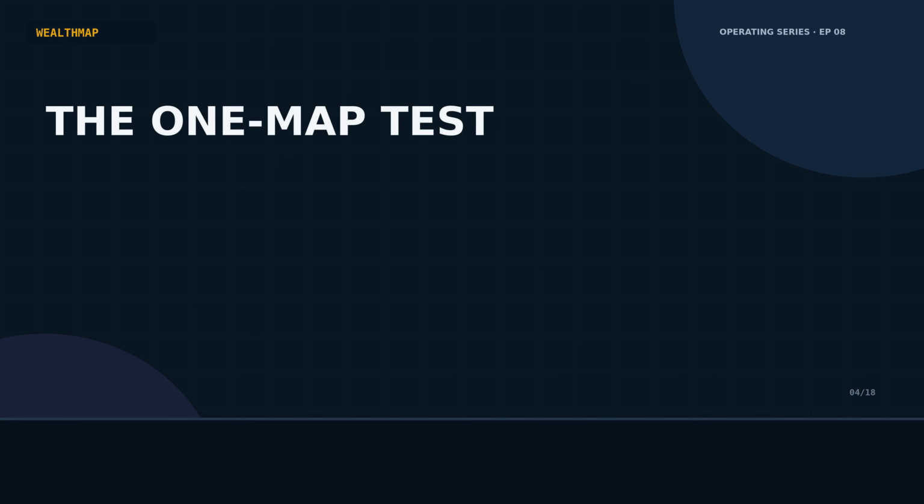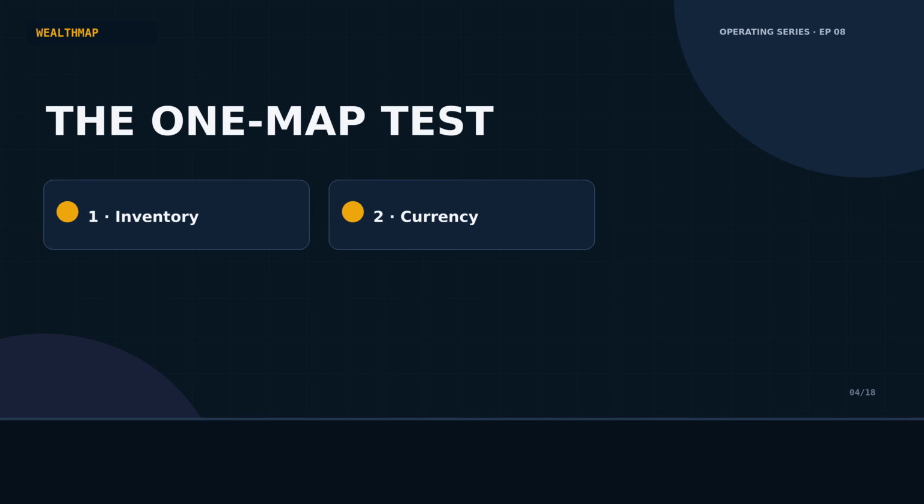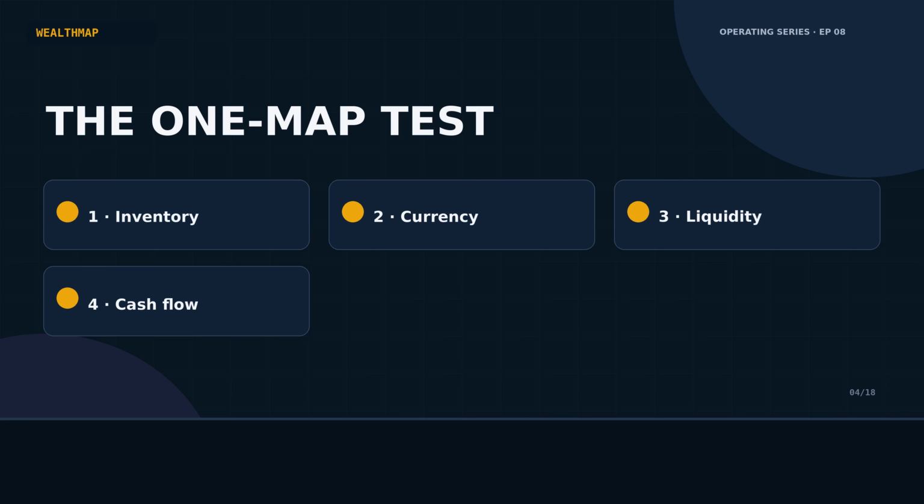The WealthMap test has 5 checks. Inventory asks what exists. Currency asks what each number means in one settlement unit. Liquidity asks when it can be used. Cash flow asks what repeats. Ownership asks who controls the asset and where the record lives.